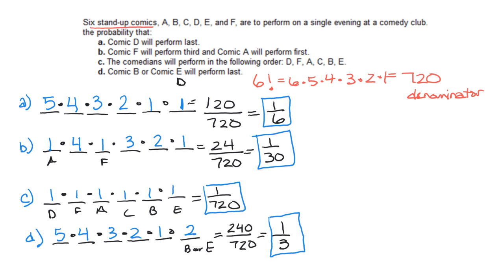So the best way for me to go about this is to draw out the little lines for each performer, and place the ones that we do know. In the first case there, it wanted performer D last, so I placed performer D first. And after I removed performer D from the options available to me, that left me only five comics to perform. So I started with the first performance with five to choose from, and I decreased from there.